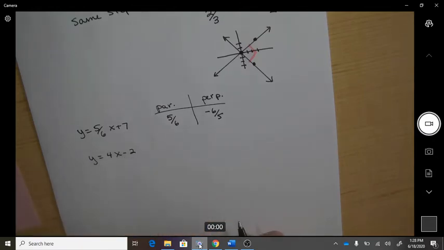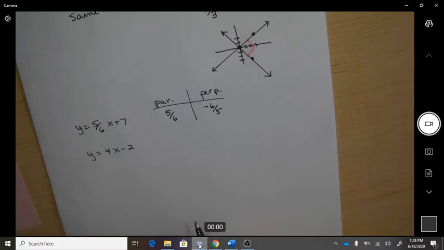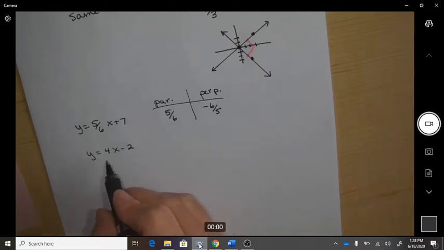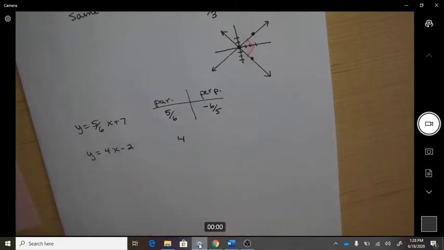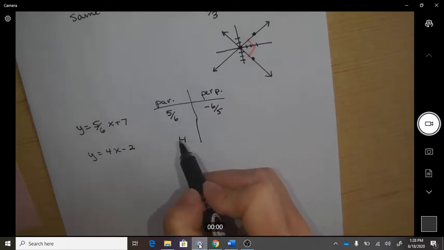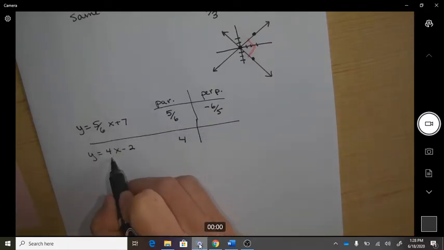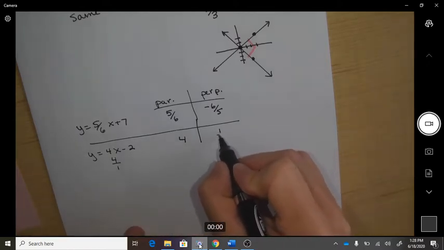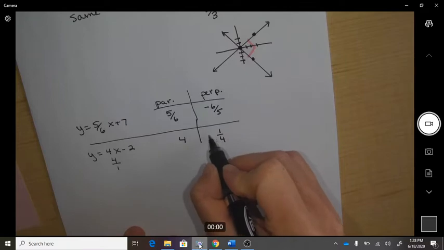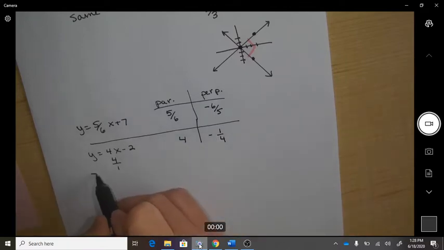Okay, so y equals 4x minus 2. This slope is 4, so your parallel line will have a slope of 4. Okay, it's important when you do the perpendicular that you really understand that that's 4 over 1. So when I do the reciprocating, I make it 1 over 4 and then negate it.